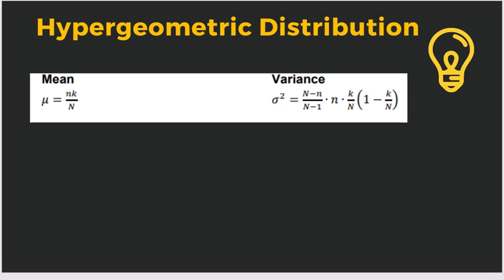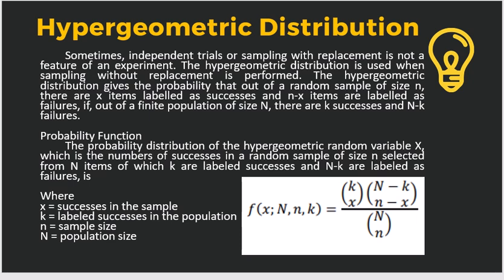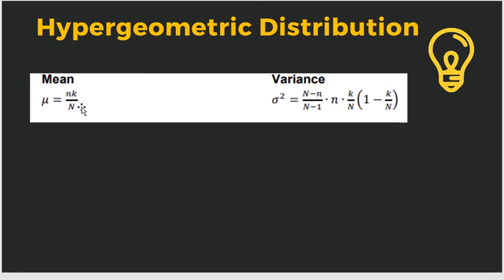Okay, so let's have the given mean and variance. For you to get the mean, you have your n, the sample, and you have your k. So, what is our k? The label of successes, and you have your total population. For your variance, you have your n times the total population minus the sample, N minus n, over N minus 1, multiplied by your sample, multiplied by the number of successes over the total population, quantity 1 minus k over N.